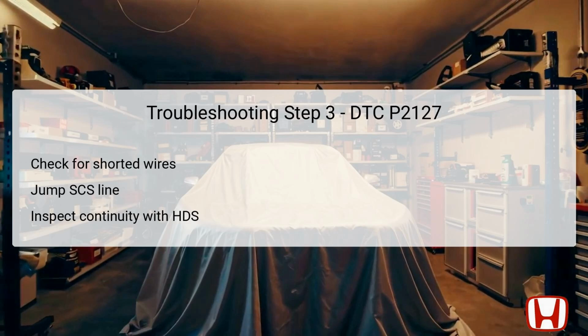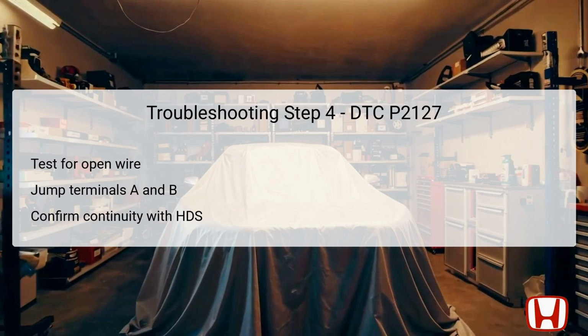Achieving continuity confirms that there is no short in the AP2 wire that runs between the PCM and the APP sensor. If continuity is present, repair any identified shorts in the circuit. If not, proceed to assess further wiring integrity in the next step. This step centers on checking for an open wire in the AP2 line.